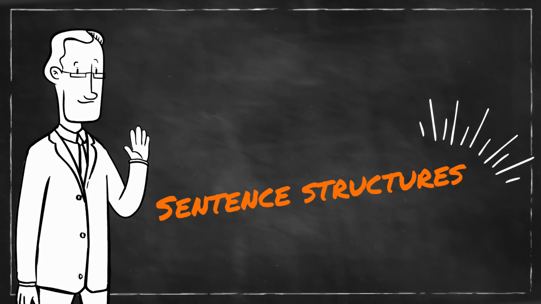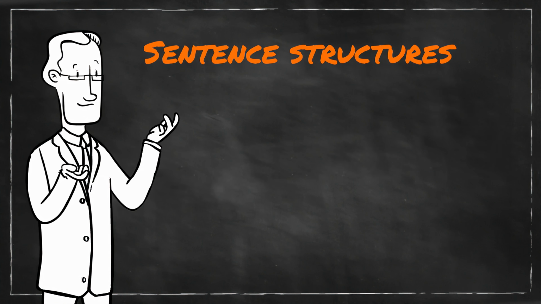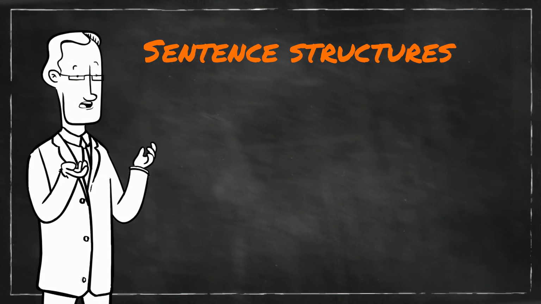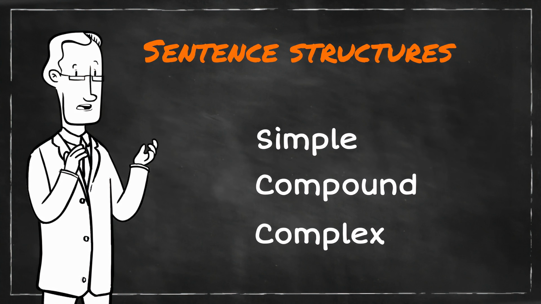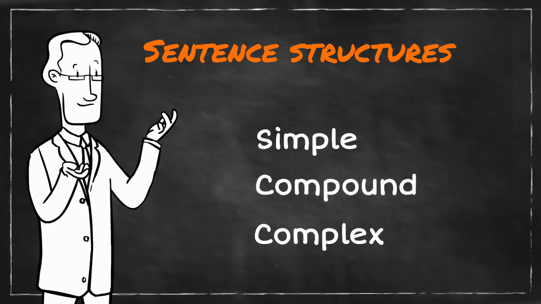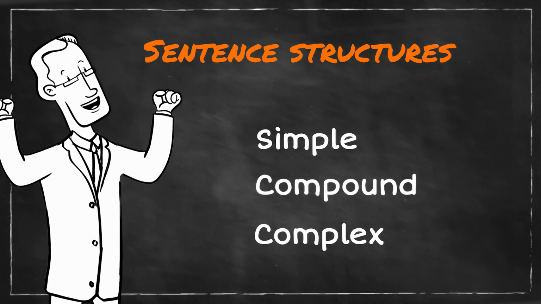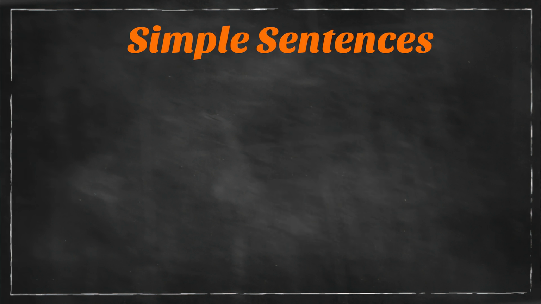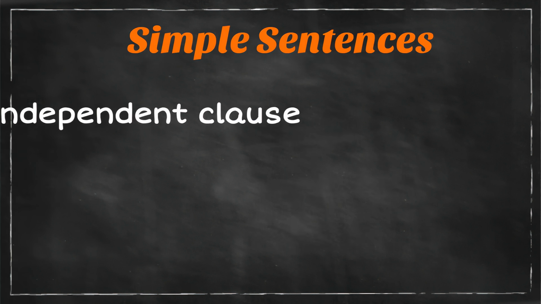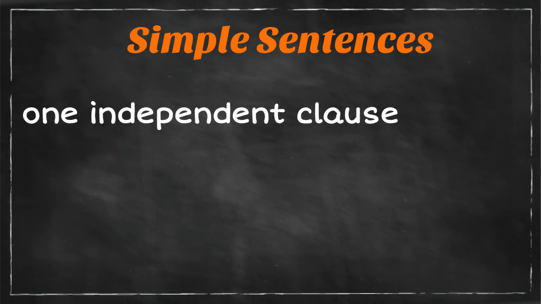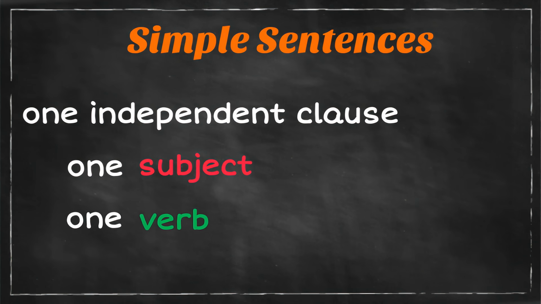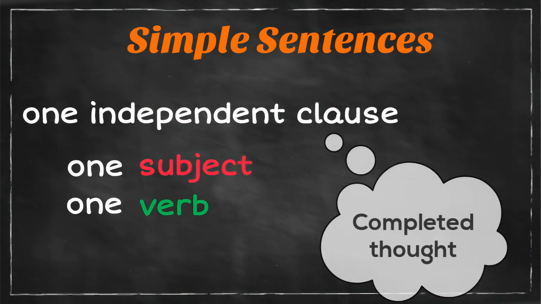Sentence structures. There are three types of sentence structures: simple, compound, and complex. It's important to use each of these structures because it makes our writing more engaging for the reader. Simple sentences. A simple sentence has one independent clause. That is, it has a subject, it has a verb, and it is a completed thought.